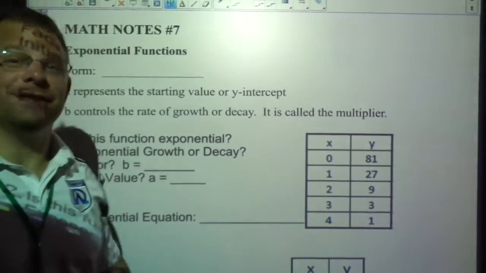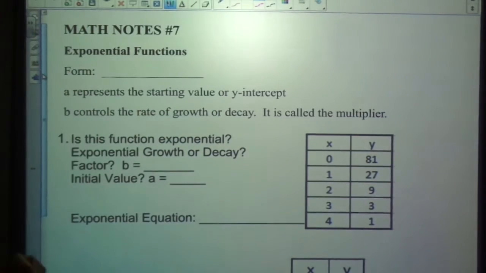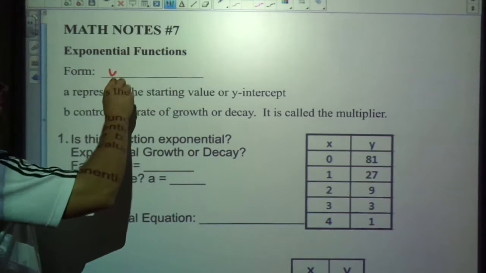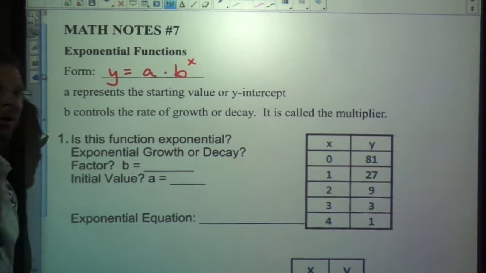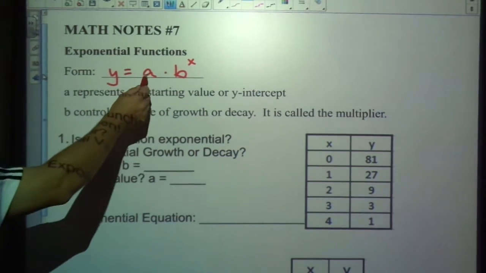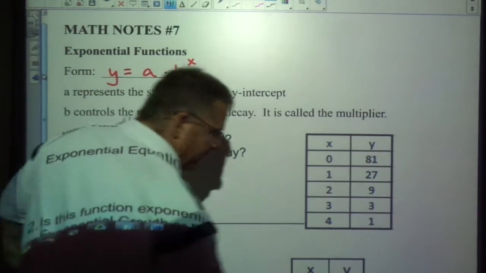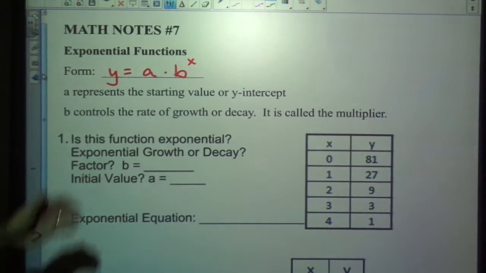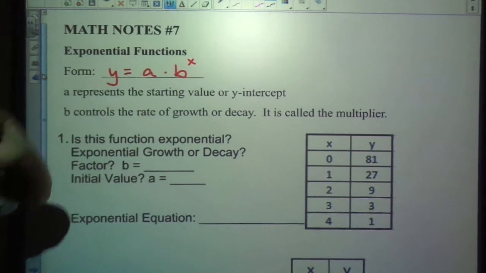We're going to look at things that grow at an exponential rate or decrease at an exponential rate. The form for an exponential function is y equals a times b raised to the x power. The a value is our starting value. So that's where we're beginning. If we have year 0, if we're just beginning, how much are we starting with? And then b is the rate of growth or decay.